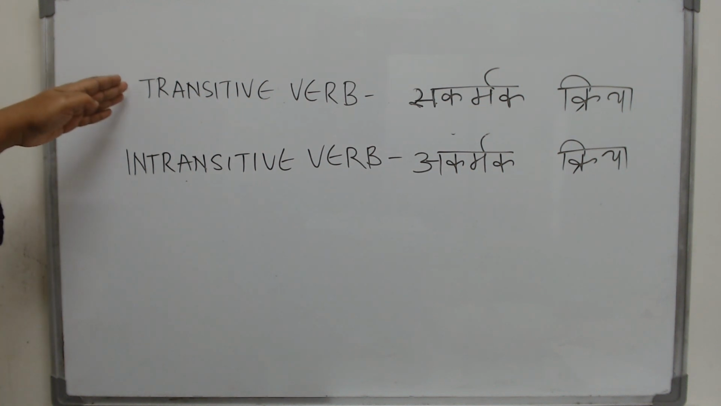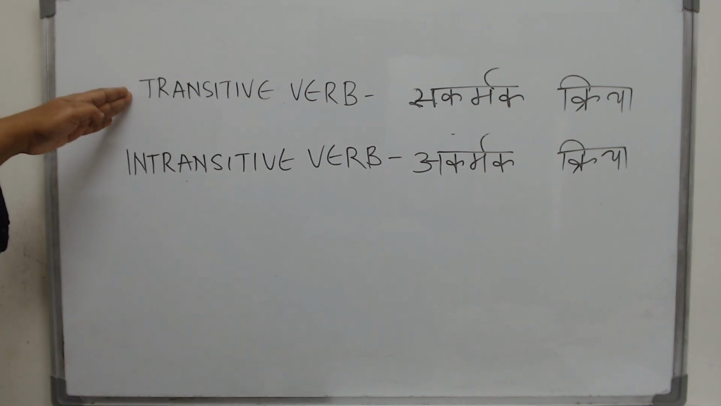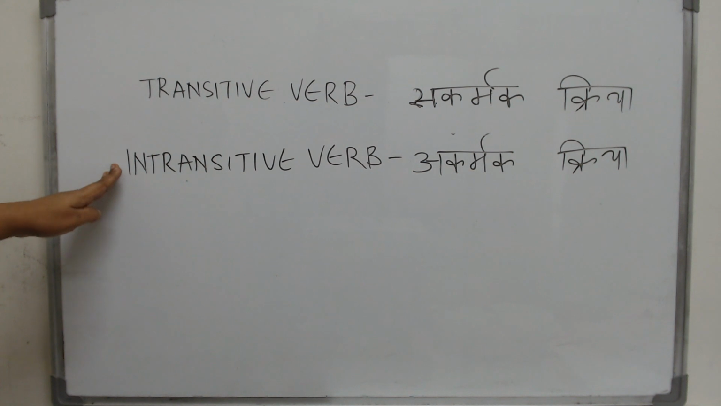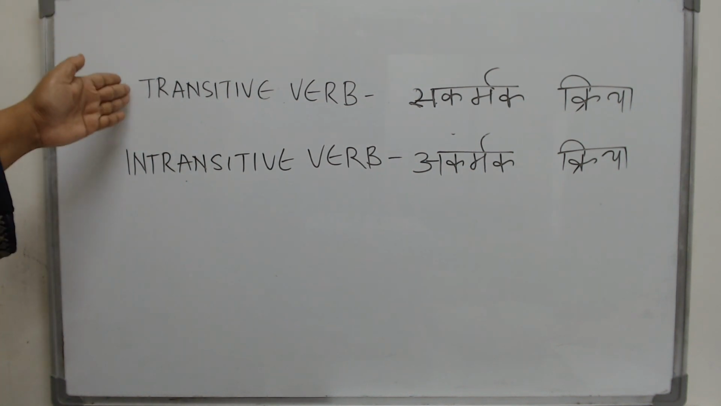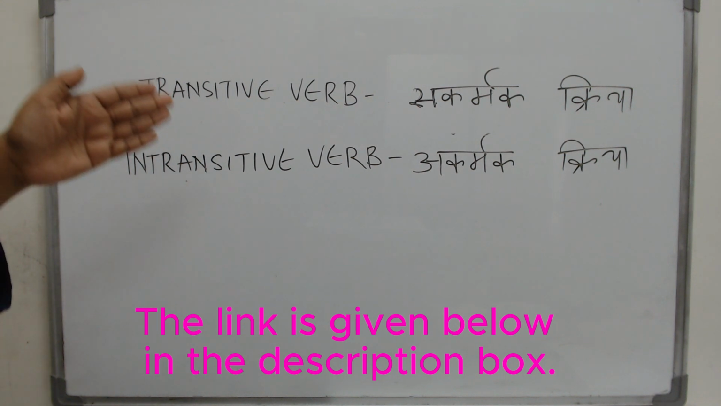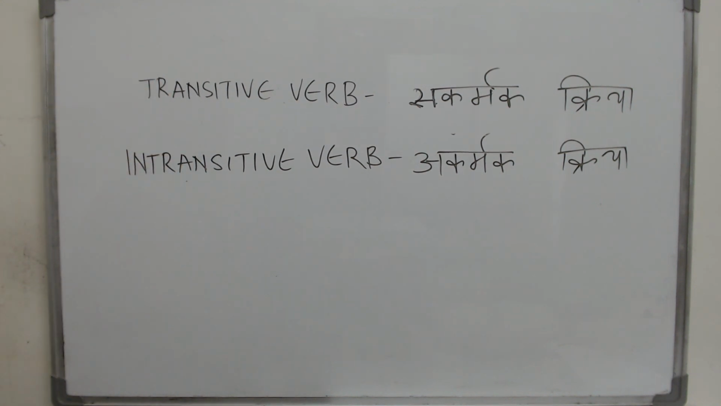In the last class, we saw the differences between transitive and intransitive verbs. What is the main difference that we learned about? A transitive verb acts on a direct object, whereas an intransitive verb has no such thing. It does not have a direct object to act on. Now what about the terms in Hindi?